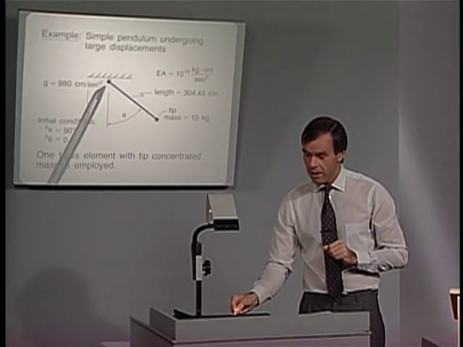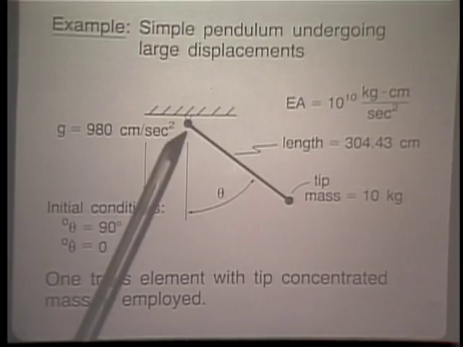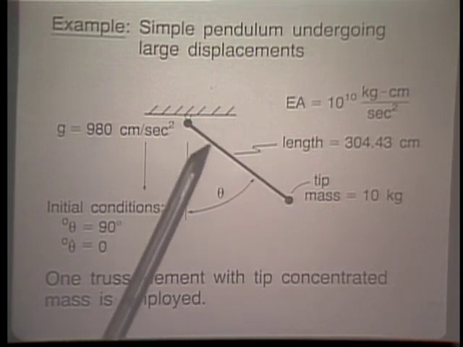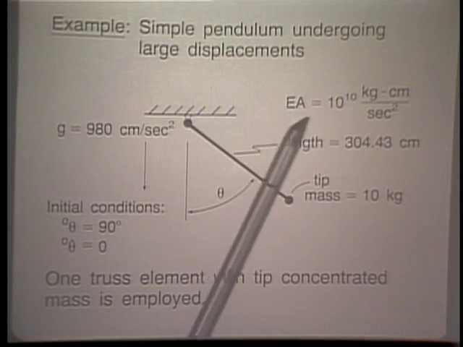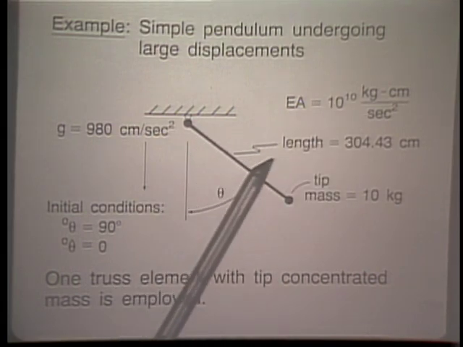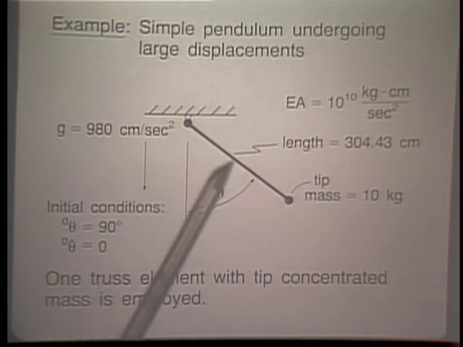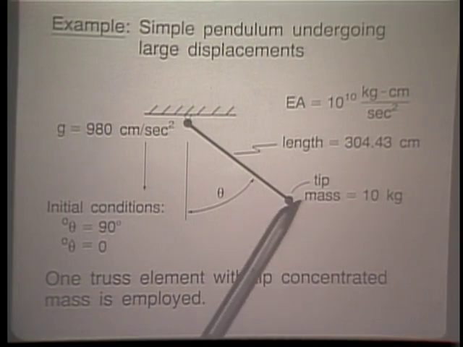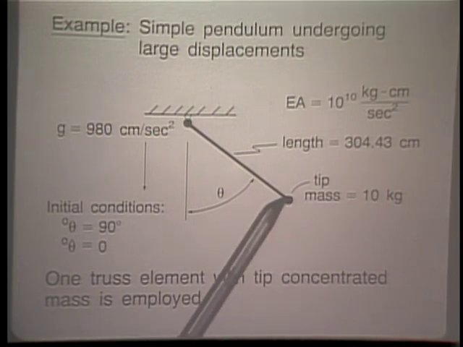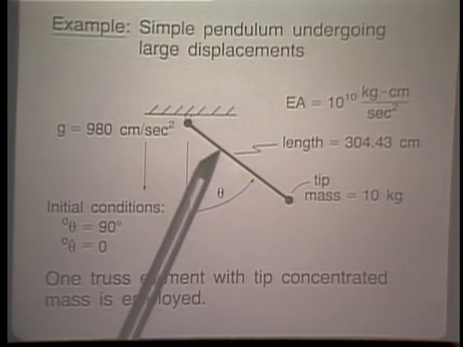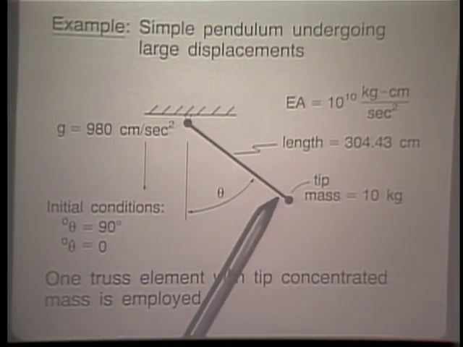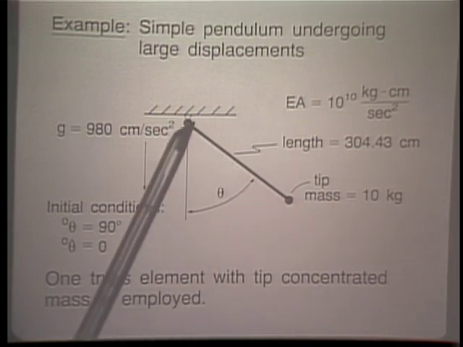We have a frictionless hinge right here, and this is pictorially represented here on the view graph. A frictionless hinge right there. The pendulum is modeled by a truss element of stiffness EA. The length is given here. The mass is concentrated right there. So there's no distributed mass here. All of the mass of the pendulum is concentrated here, half of it here and half of it there.